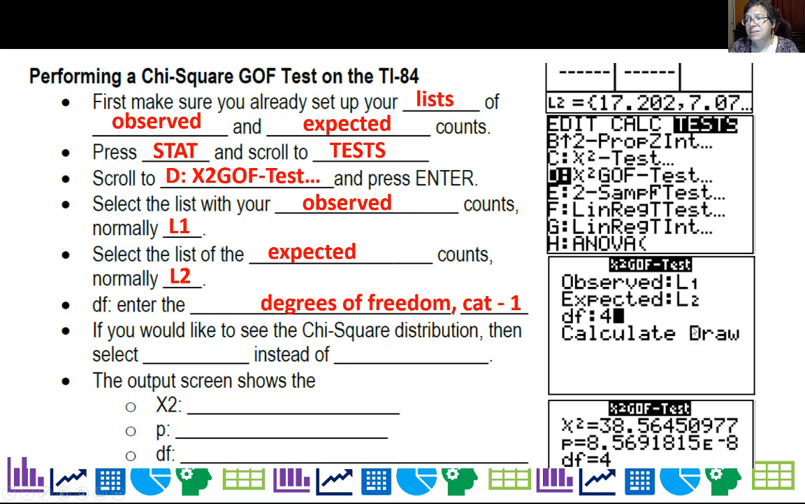For degrees of freedom, enter the degrees of freedom, which is your number of categories minus 1. Now, if you would like to see the chi-square distribution, you can actually hit Draw and it'll shade it in, but most of the time you're going to hit Calculate. And then it shows the output screen. Now, this is for a different set of data, but it's really similar to our chi-squared statistic. And it's 38.56. The p-value is right here, and there's your degrees of freedom.